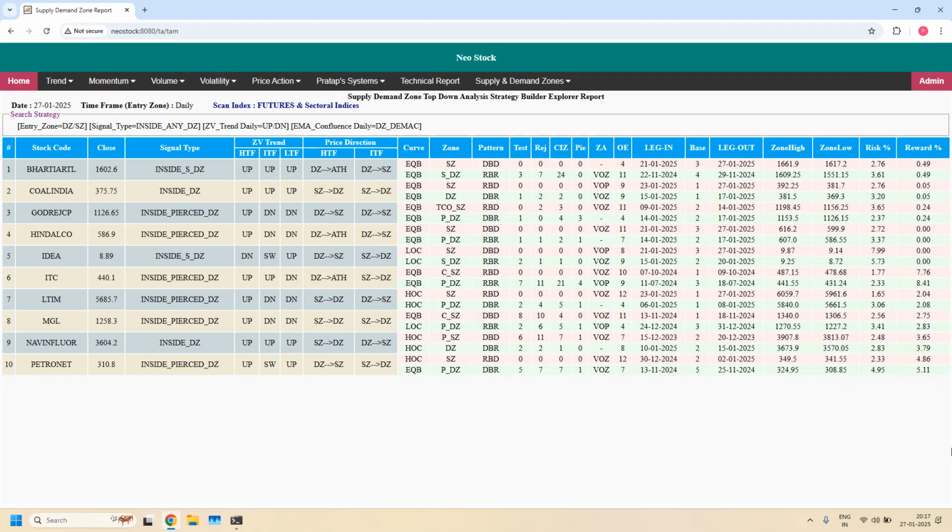These 10 daily demand zones are having daily EMA Confluence, and some of these daily demand zones are pierced daily demand zones. You may apply pierced zone strategy on those pierced daily demand zones if they are applicable, having new order flows. Okay, this is a price closed inside the daily demand zone, and these daily demand zones are having daily EMA Confluence.